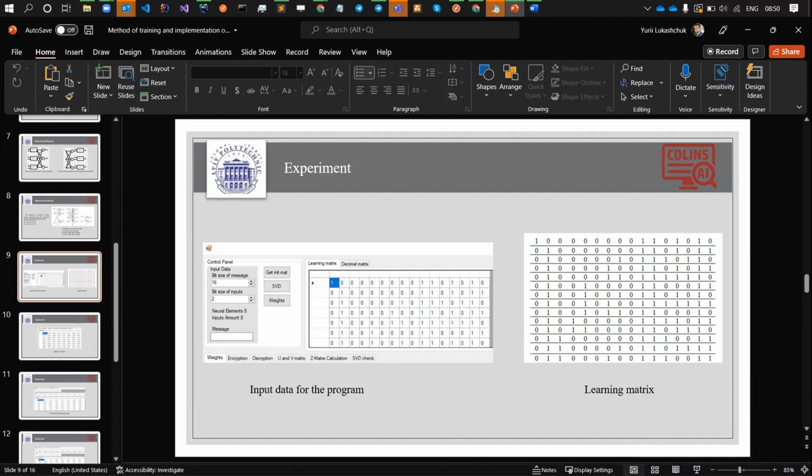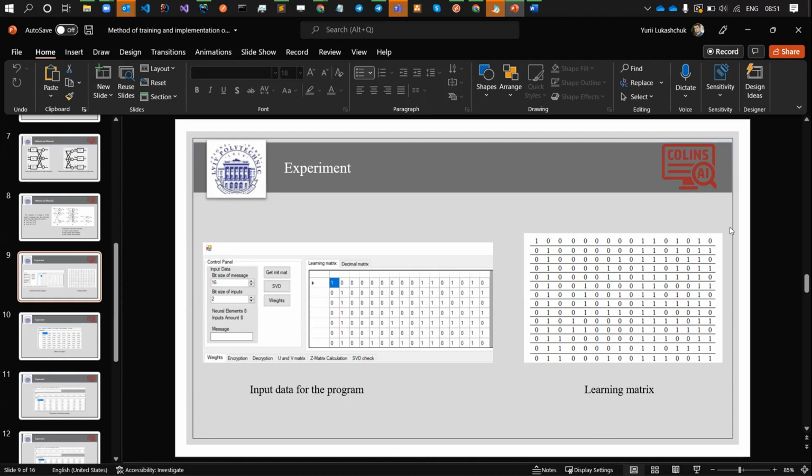On the left side, you can see how our application looks. It's the starting screen, the head of our program. And on the right is a learning matrix that we use to train our neural network, an input for our program. As you can see, we used 14 different commands. Each row is a command message of 16 bits.